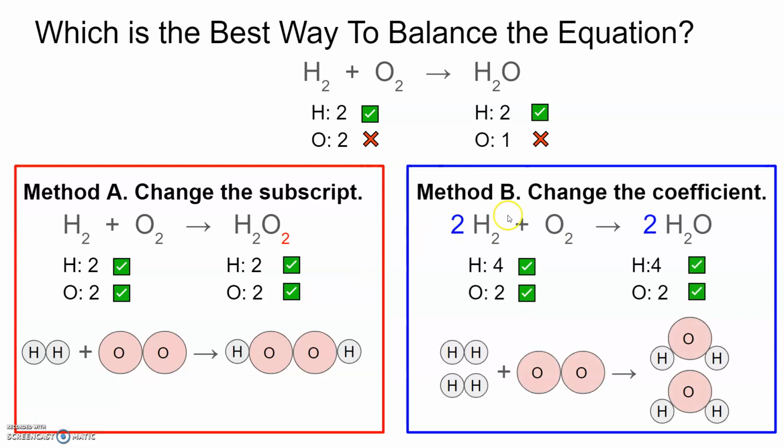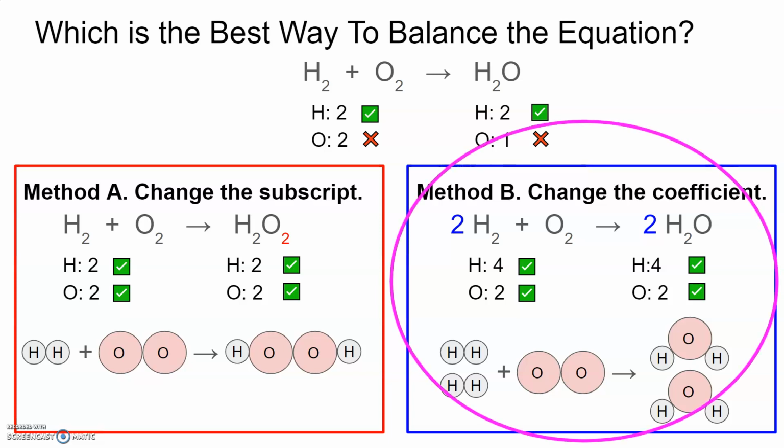Let's take a look at the second method, which is to change the coefficient. Once again, I had initially 1 oxygen atom on the product side, and I wanted to make that 2. To do that, I wouldn't change the subscript, but I would change the coefficient in front of H2O. That gives me 2 oxygens on the product side. However, I change the number of hydrogens as well, so I have to go back and change the number of hydrogen atoms on the reactant side to make sure they're balanced. In this case, I have to change 2 coefficients. Either way, I have a balanced equation. So which method is the best?